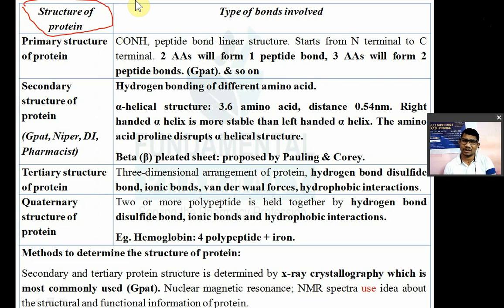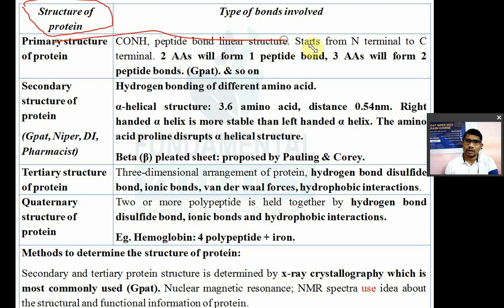Now what happens in that? When two amino acids come together to form a bond, that is a CONH bond known as a peptide bond. Two amino acids form a dipeptide, three amino acids form a tripeptide, like that. So the CONH bond is a peptide bond, and it is linear. The primary structure of protein is linear in nature.